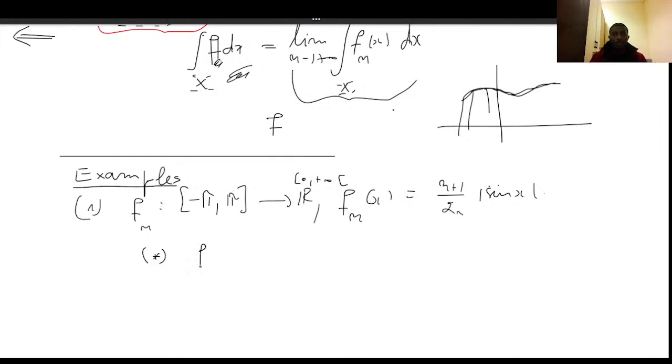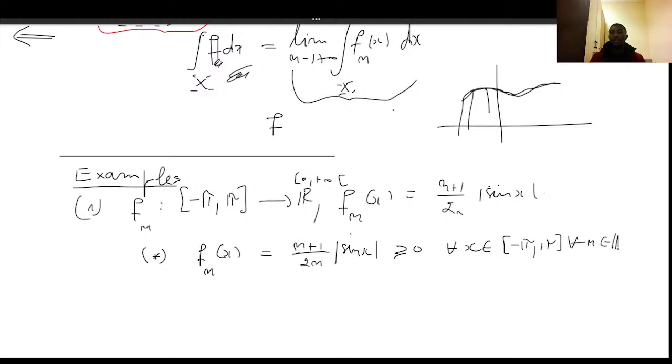If you look at fn of x for any x and for any n, it is this coefficient (n plus 1) divided by 2n, which is a positive number, multiplied by the absolute value of something, which is also positive. So this is positive for any x in our capital X, which is minus pi to pi, and for any n in the natural numbers. So we have the first condition, the positivity of our function.